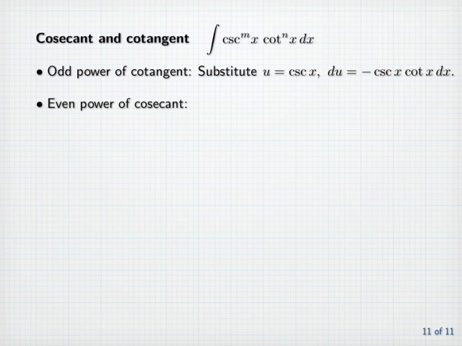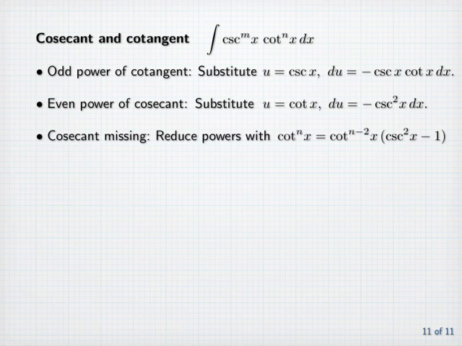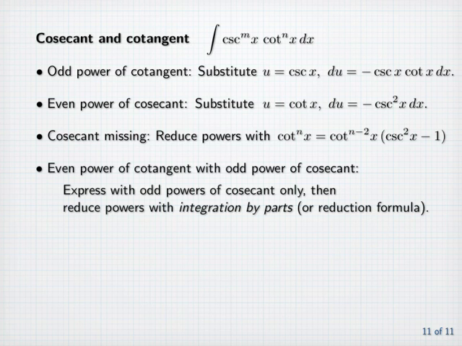If we have an even power of cosecant, then we can group a factor of cosecant squared with dx and make the substitution u equals cotangent x after expressing the remainder of the integral in terms of cotangent. If the cosecant factor is missing, then we reduce powers by replacing a factor of cotangent squared x with cosecant squared x minus 1. If we have an even power of cotangent with an odd power of cosecant, then we express with odd powers of cosecant only and then reduce powers with integration by parts, or a reduction formula version of that.